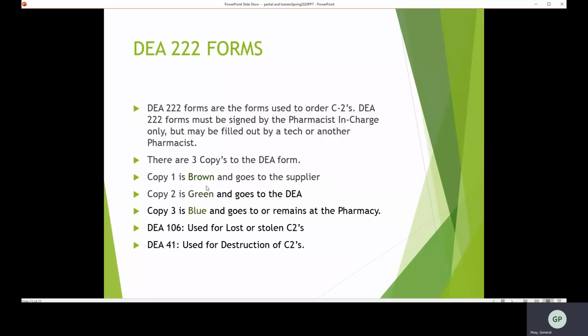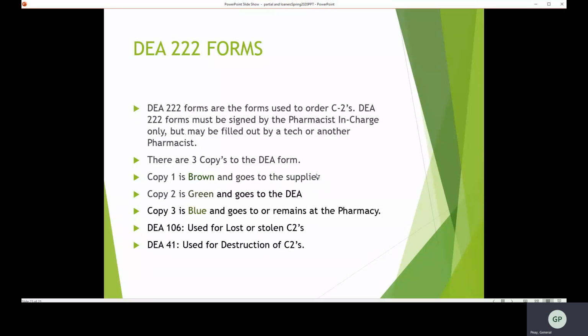So again, the first copy is brown, and that goes to the company or the warehouse that you're ordering your medication from. So when they get it, they're going to have a brown copy and a green copy, because remember, the blue one's at the pharmacy. It starts at the pharmacy. The pharmacy fills one out and keeps the blue form at the pharmacy for their records. Then what's left is the brown and the green. The brown goes to the supplier, the company that you order it from, and it's the first copy.